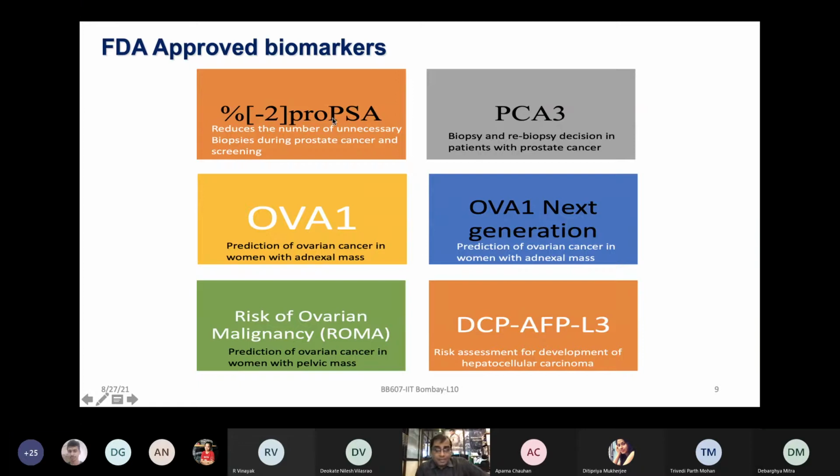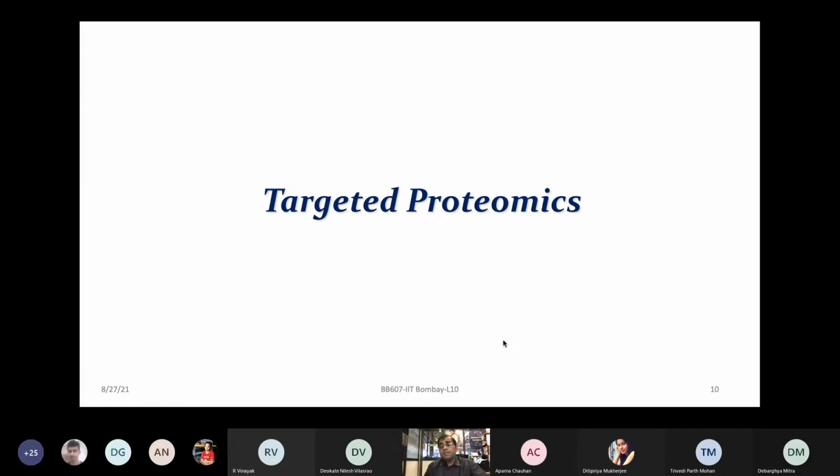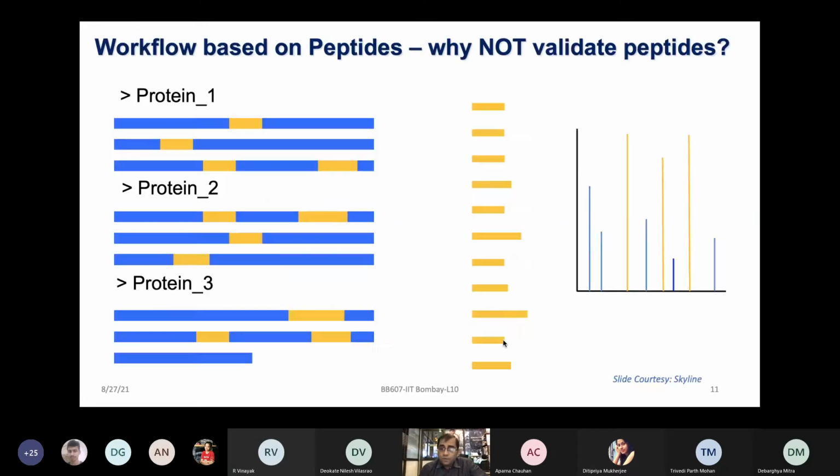Likewise, you are aware of the PSA, prostate specific antigen, and now there is a pro-PSA test, a PCA3 test, and also for hepatocellular carcinoma, DCP and AFP-L3 tests. So some of these markers and tests are based on proteins identified and validated from the proteomics workflow. But the challenge is, how many of the proteins which we are identifying can we confidently validate and take for clinical translation? That is definitely a big challenge which we have to address.